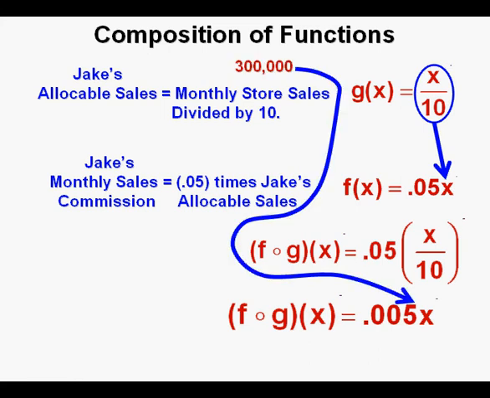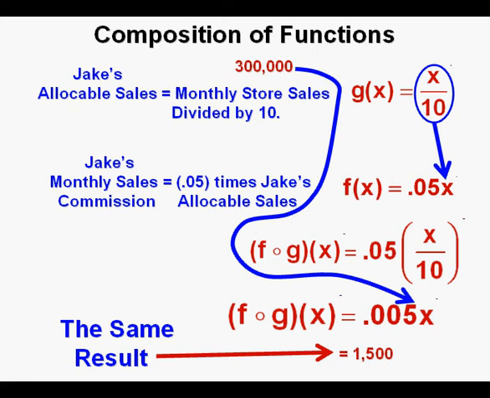So now with f of g of x, we can run the 300,000 through this composite function instead of running it through two separate functions. We get the same result for a single input of 300,000: 1,500.